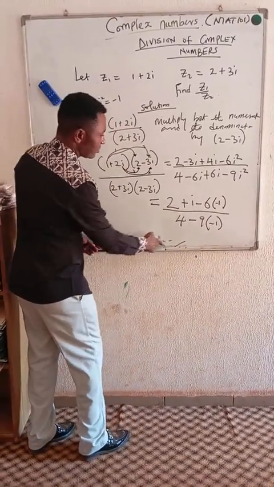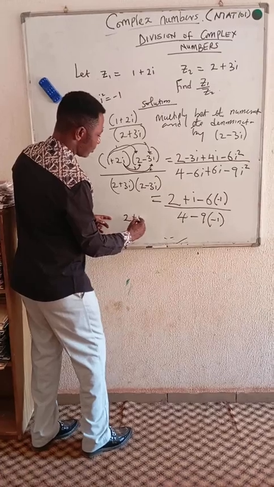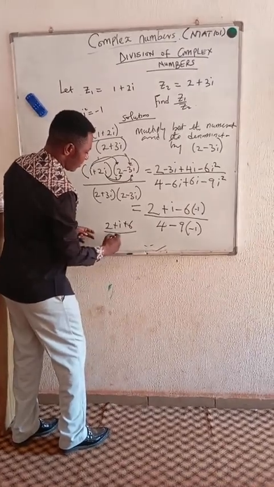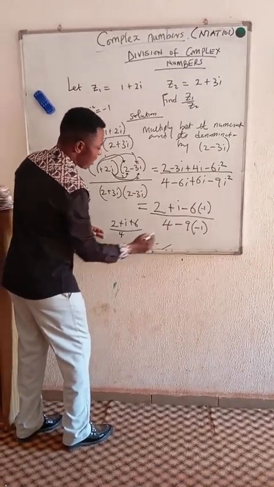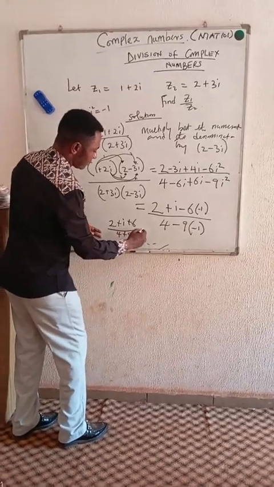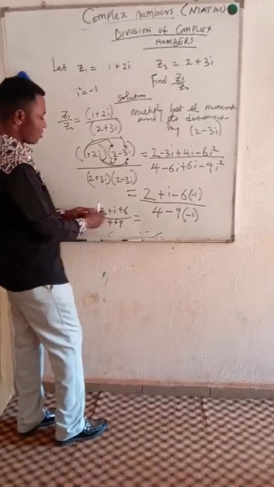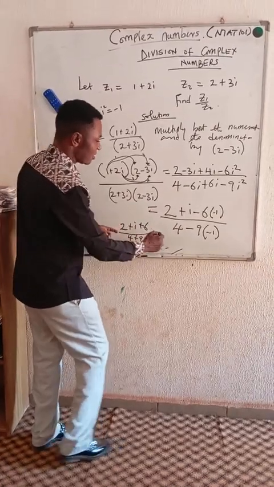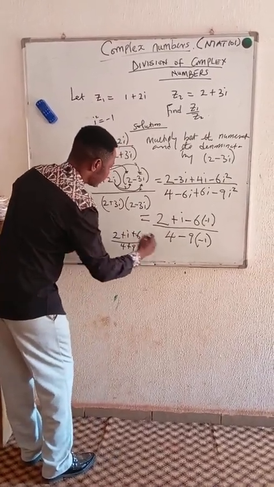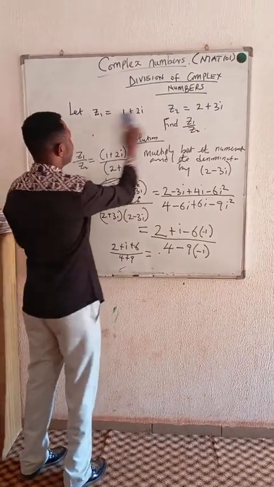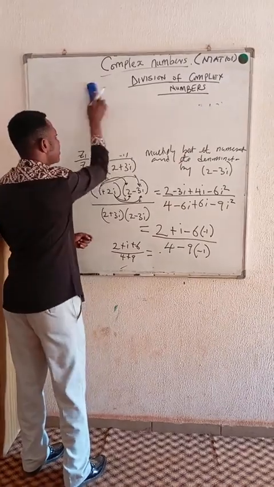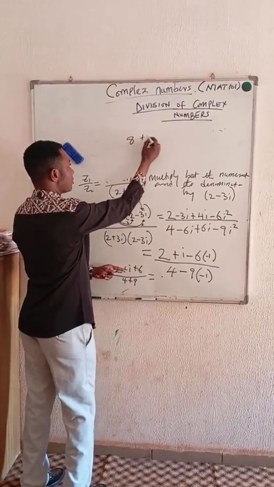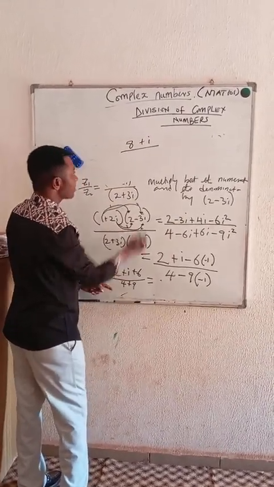Now, we now have 2 plus i. Minus 6 times minus 1, we have plus 6, all over 4. Minus 9 times minus 1, we have plus 9. So at the end of the day, look at it now. We add the real part. The real part is 2 and 6. 2 plus 6, we have 8. Now let me write it so that I will not be confused. 2 plus 6 we have 8, then plus i all over 4 plus 9.